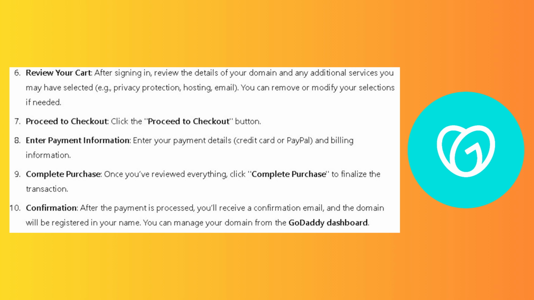Proceed to checkout. Click the Proceed to Checkout button. Enter payment information. Either enter your credit card, debit card or PayPal information. Complete purchase. Once you've reviewed everything, click Complete Purchase to finalise the transaction.